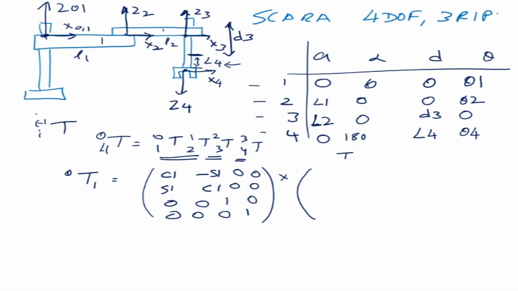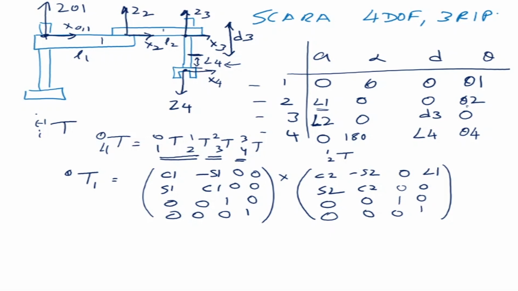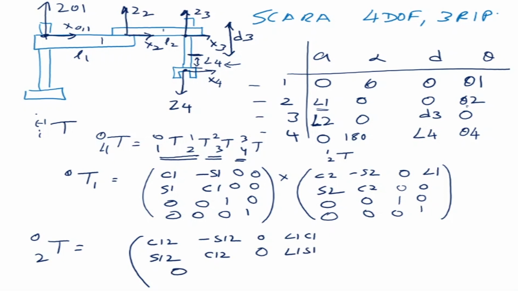The second one is T1 to 2. What is that? We have an L1 and we have a theta 2. So it is cos theta 2, minus sin theta 2, sin theta 2, cos theta 2, 0, 0, 1, 0, 0, 0, 0, 0, L1, 0, 0, 1. Now when I multiply these two, what do we get for T0 to 2? We get the matrix cos theta 1+2, you can multiply it out and see row into columns, minus sin theta 1+2, sin theta 1+2, cos theta 1+2, 0, 0, L1 cos theta 1 and L1 sin theta 1, 0, 0, 1, 0, 0, 0, 0, 1.